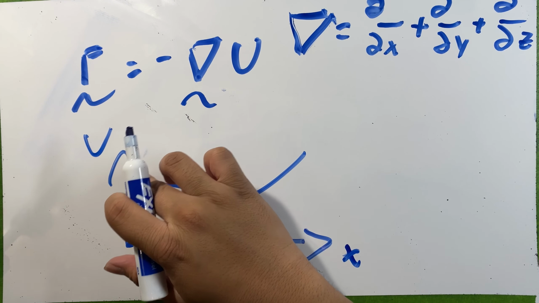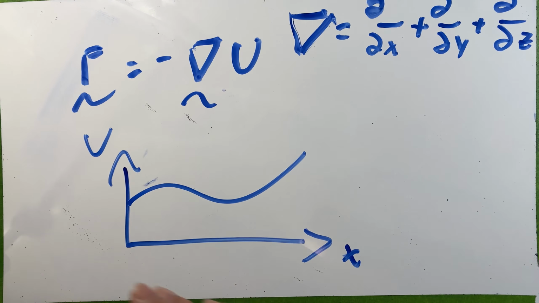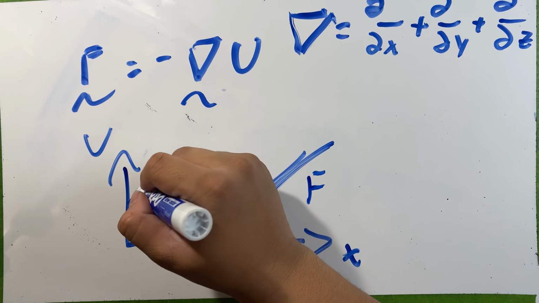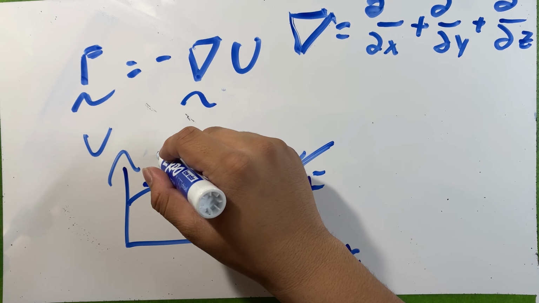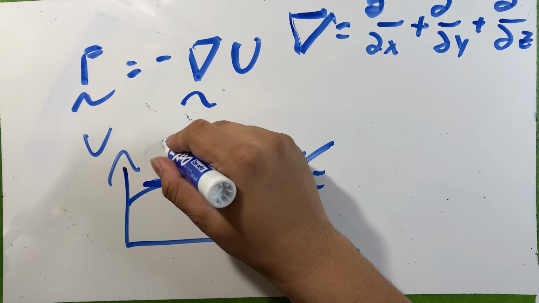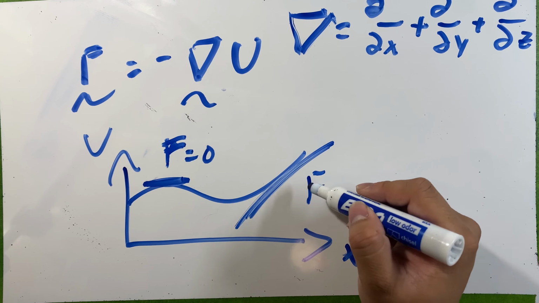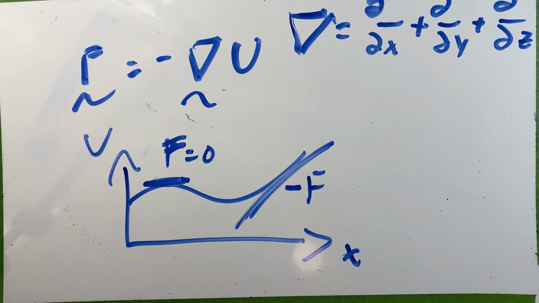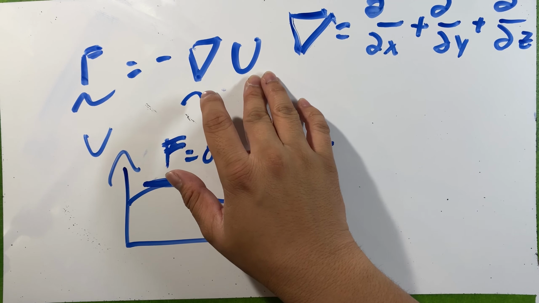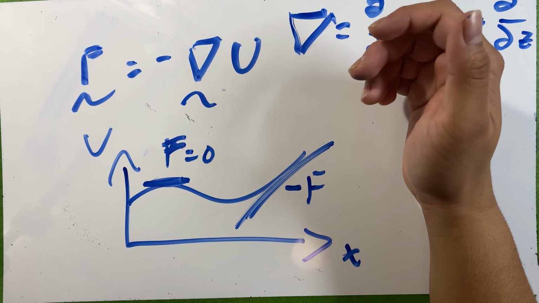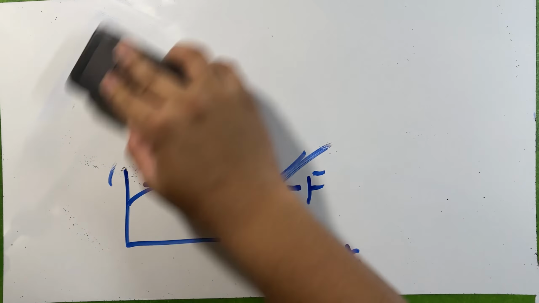When this changes the most, like when the slope is the steepest, that's when there's going to be a big force. But when this is flat, that means there's going to be no force. The force is equal to 0 here. But this isn't just going to be the force, it's going to be the negative force. So essentially the derivative of the potential energy graph is going to look like the negative force. Just something to keep in mind. You never know if you're going to get a question like that.